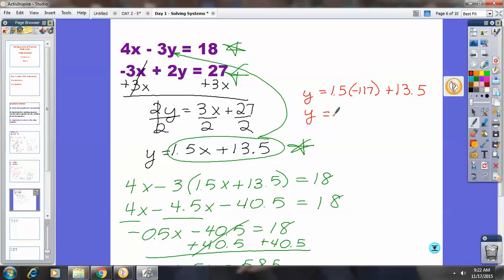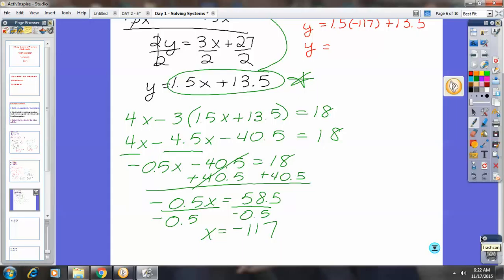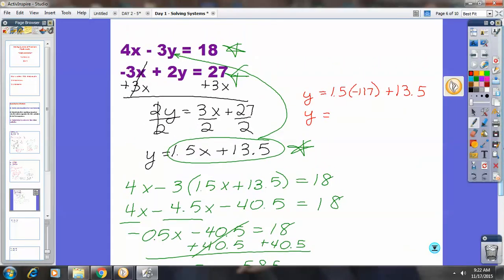You see where I'm putting it in? You okay where I got the negative 117? Okay. You can put that answer back into any of the equations. You can put it into this one. You can put it into this one. I'm going to put it into this one. It's the same equation, this equation right here. y equals 1.5x plus 13.5 is the same as the second one. I just rearranged it in a different order. I'm putting it in there because it's just going to be a matter of multiplying and adding.